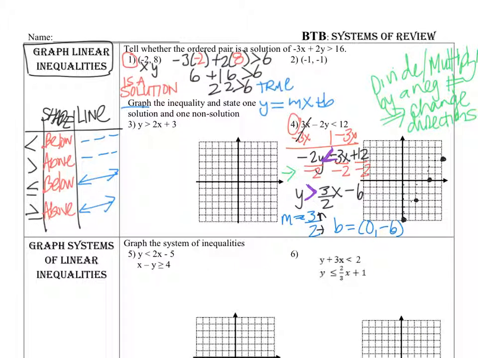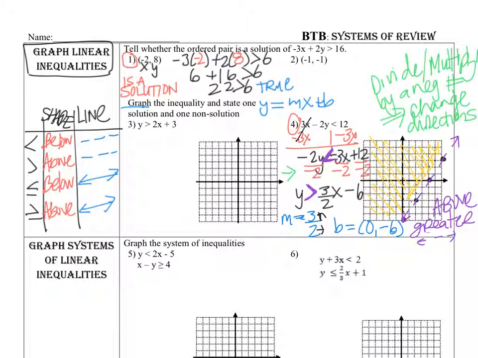Now, this was a less than sign, so that means I'm going to shade below. And I'm going to make a dashed line. So I'm going to go ahead and make a dashed line between my points. Nice and long. And, I said greater than. Did you catch my mistake? Come on, Ms. Martinez, get with the program. It's a greater than sign. That means we got to shade above. So we'll shade above. So that means that this whole area right here is where the solutions are.